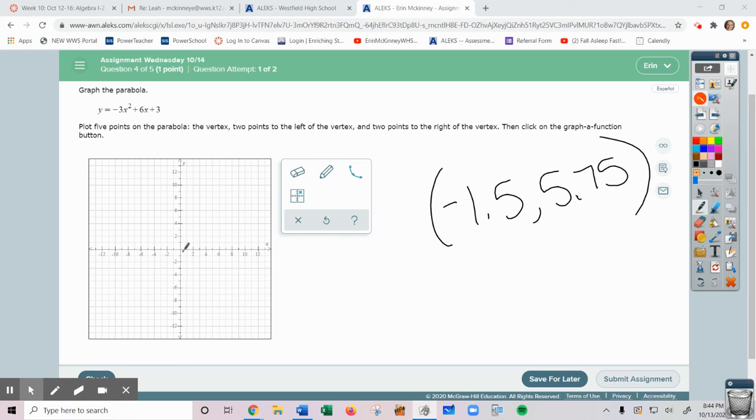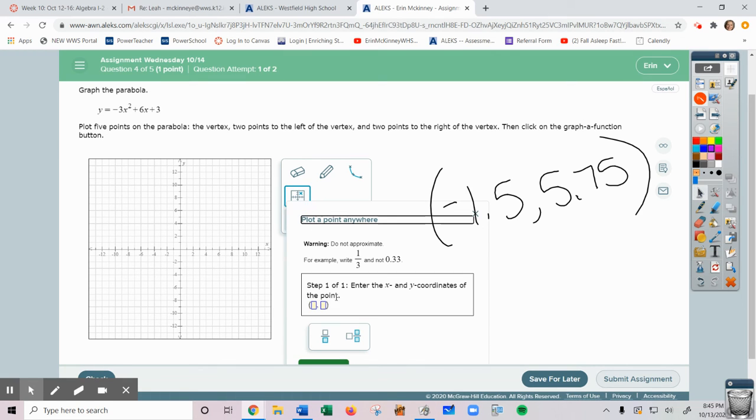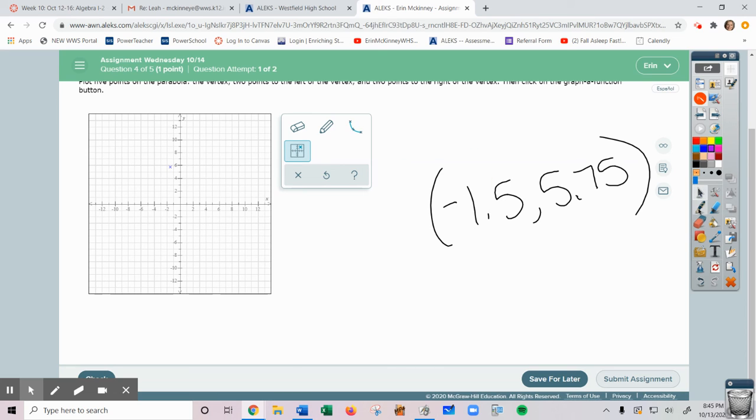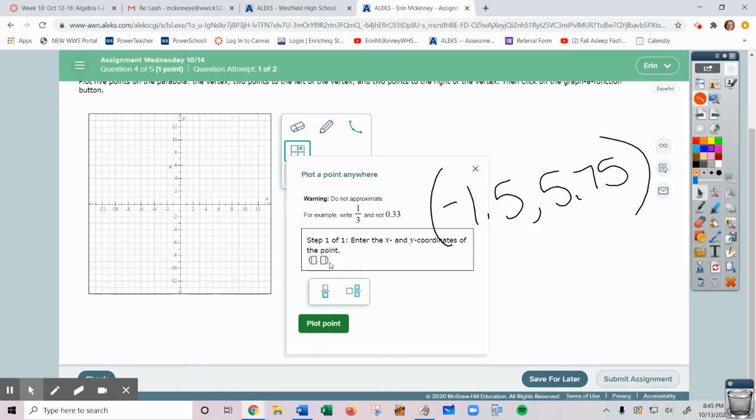Okay, to do this, you can't just sort of approximate on the graph and make a point. Instead, you're going to have to click this square right here and click on it, and it will allow you to type in the point. So I'll be able to type in negative 1.5, and a y value of 5.75. And then I'll just be able to click plot point, and notice it just shows up over here for me. Okay, so if my other values are perfect numbers, then that's no problem. I can just get the pencil and plot it.